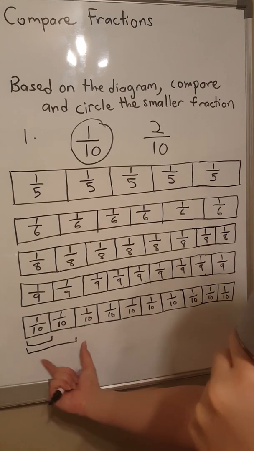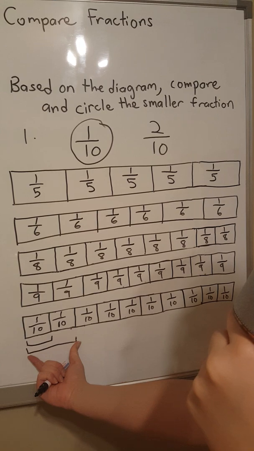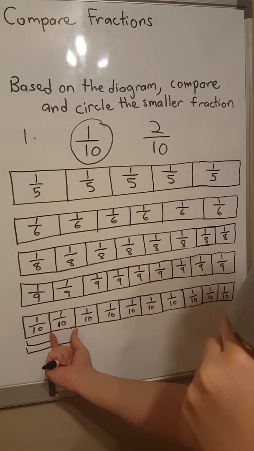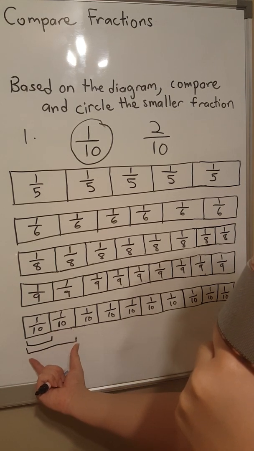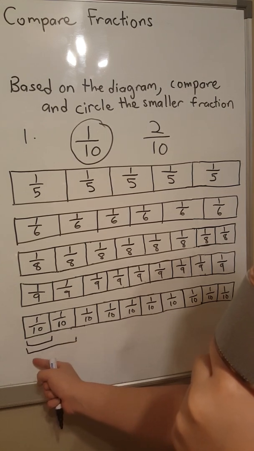Notice that this length here is 2 over 10 because 1 over 10 plus 1 over 10 gives you 2 over 10. So this whole length here is 2 over 10.